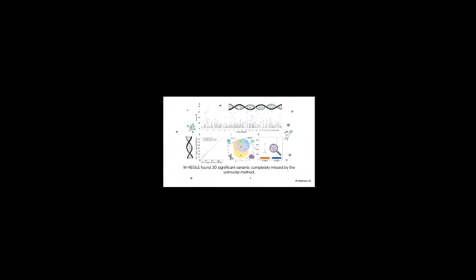Let's actually quantify this, because the numbers are pretty staggering. So EMRIGAL's confirmed 122 known genetic links, which is great, but it also found 20 totally new ones. And get this, it found 30 genetic markers that were completely invisible when scientists looked at each data stream on its own. That's not just a little better, that's a whole new level of discovery.